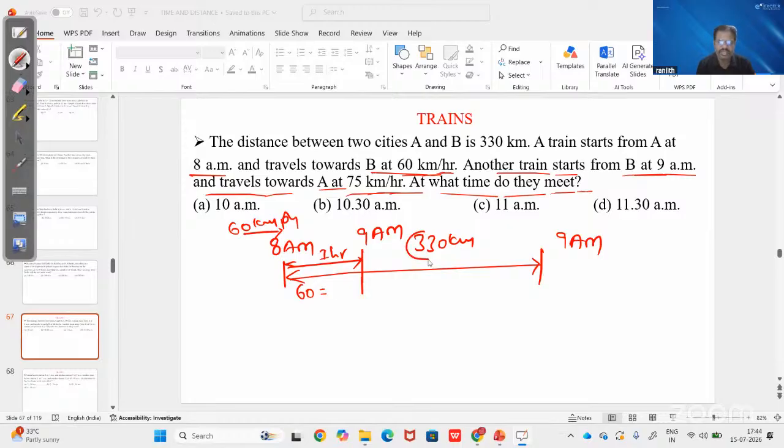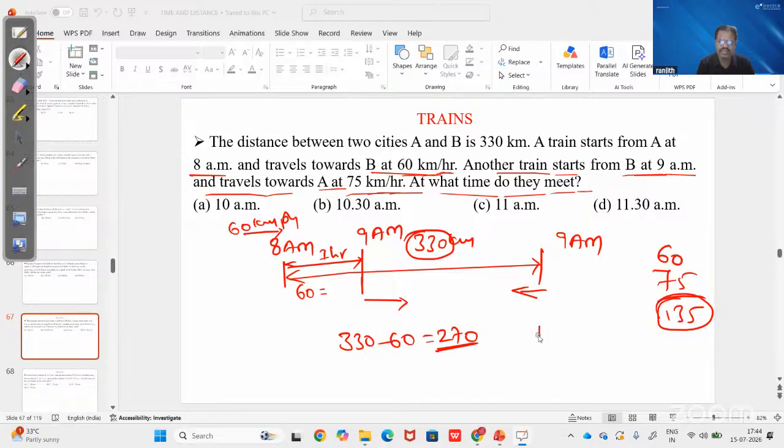Total distance equal to 330. Out of 330, 60 kilometers is completed. 330 minus 60 equal to 270. Both the trains are traveling in opposite direction. When two trains are traveling in opposite direction, we need to add them. 60 plus 75 equal to 135, where distance equal to 270, speed equal to 135. Then the time equal to 270 by 135, which equals 2 hours.